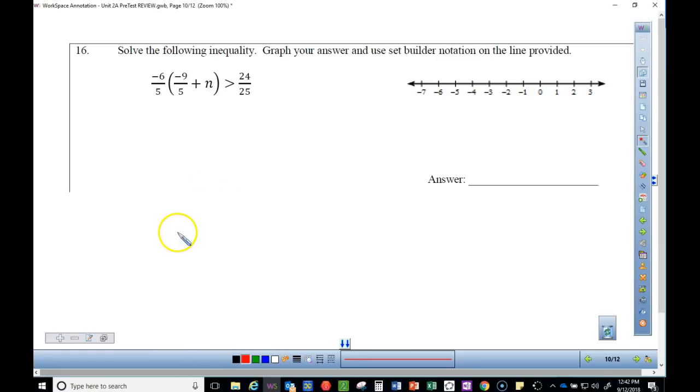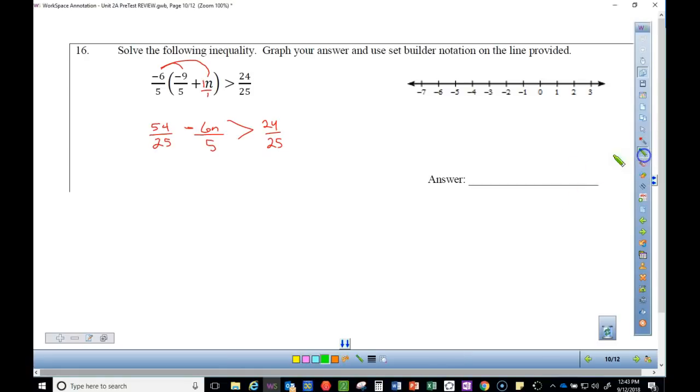All right. Now, we've got to work with a couple fractions here. We can do this. So, negative 6 times negative 9 will give us positive 54 over 5 times 5 is 25. Now, remember, this is a 1, and if it's not a fraction, it's over 1. So negative 6 times 1n will be negative 6n over 5 times 1 will be 5. Is greater than 24 over 25.